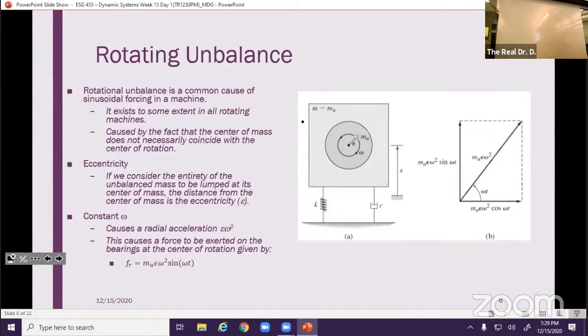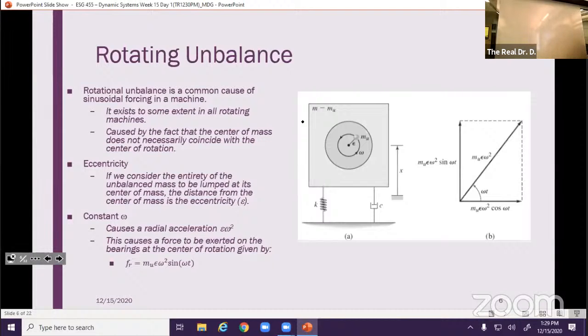And that's the Greek letter epsilon. It looks like a fancy E. Epsilon. And that's this distance right in here that you can barely see, right from the center point to where this mass is, that's epsilon. That's my eccentricity. Great. So that distance is my eccentricity.